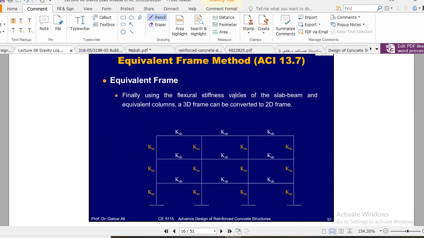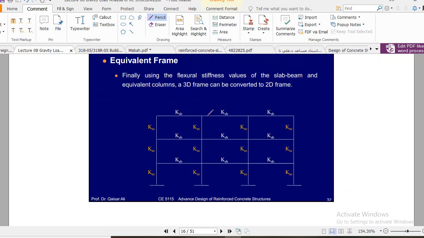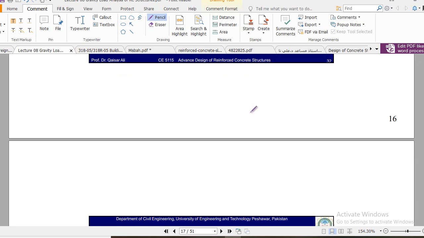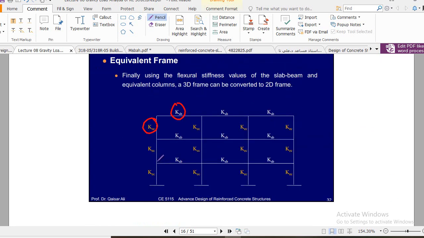And this is the final stage. Finally, using the flexural stiffness values of the slab beam and equivalent column, a 3D frame can be converted to a 2D frame. Clear? After you calculate the values of Ksb and Kec, this will wind up the equivalent frame method. After that, you will use the moment distribution table or moment distribution method and find the values of moments in all frames, and then draw the shear force and bending moment diagrams.